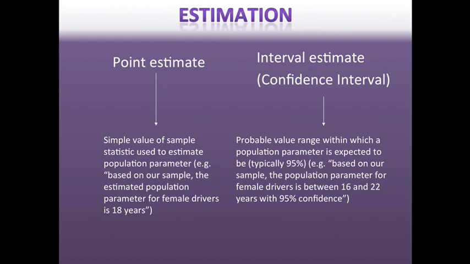Okay. Another type of estimate is saying, okay, within that overall population, how confident are we? Where would we expect to see a normal range for that? Typically it would be 95%. So we'd say something like, based upon our sample, the population parameter for female drivers is between 16 and 22 years with 95% confidence that it would fall between those two numbers. Right, so that's a confidence interval, and almost always shown as a 95% confidence interval. There's always a 5% chance that the real parameter falls outside that range.